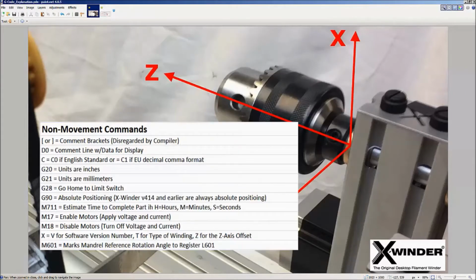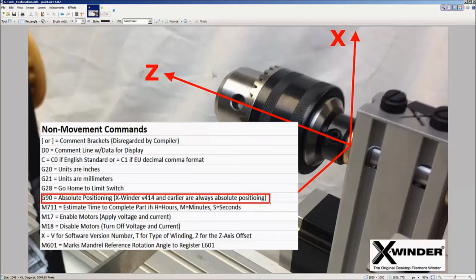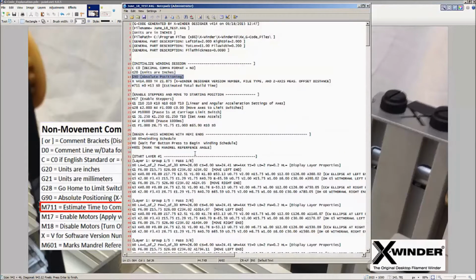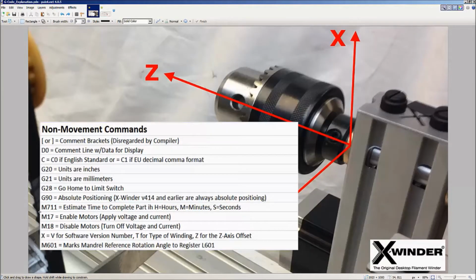So all of the X-Winders use absolute positioning. Relative positioning is not yet available. The M711 command is the estimate of time to completion for the build part in hours, minutes, and seconds. So if you look at the code file here, there's this M711 with hours, minutes, and seconds. The M17 will enable the motors and apply voltage and current. The M18 will disable those motors and take away voltage and current.